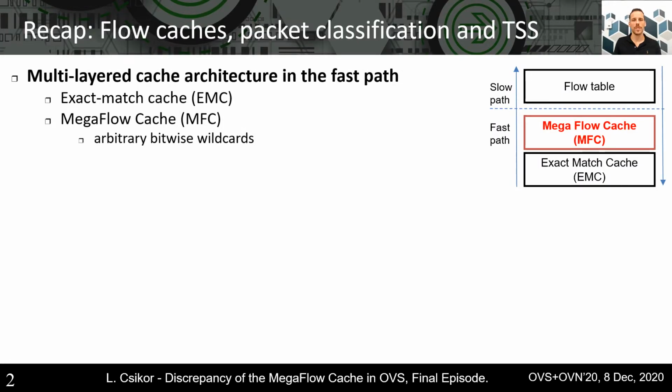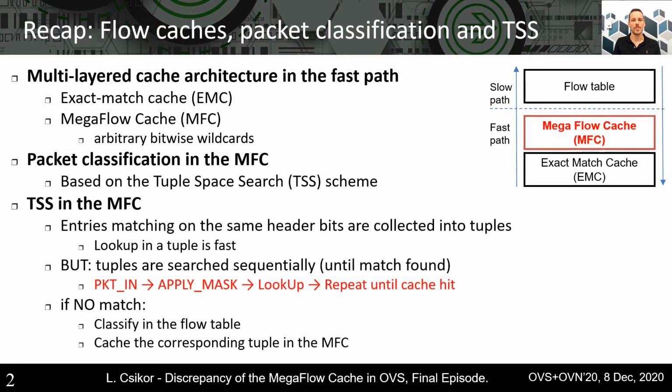As we all know, OVS implements a multi-layered cache architecture in its fast path. While in the exact match cache, as its name suggests, flows are cached by hashing their whole packet headers as they appear, in the MegaFlow Cache arbitrary bitwise wildcarding is allowed. This requires a more complex data structure and packet classification algorithm.